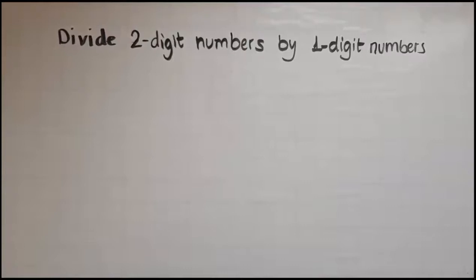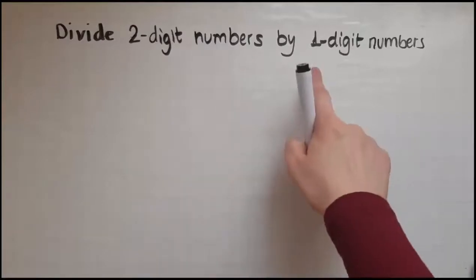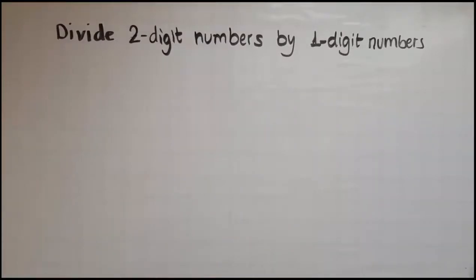In this video, we'll learn to divide 2-digit numbers by 1-digit numbers. So 2-digit numbers are numbers that have 2 digits, like 12, 23, 35, 68. Whereas 1-digit numbers are numbers from 0, 1, 2, 3, 4, 5, 6, 7, 8, 9. So first of all, we'll share a method to divide 2-digit numbers by 1-digit numbers.